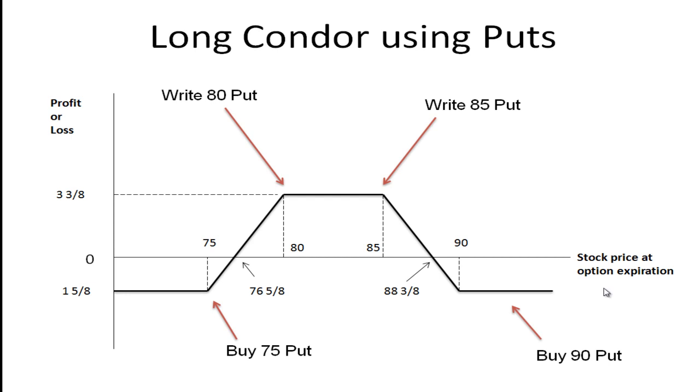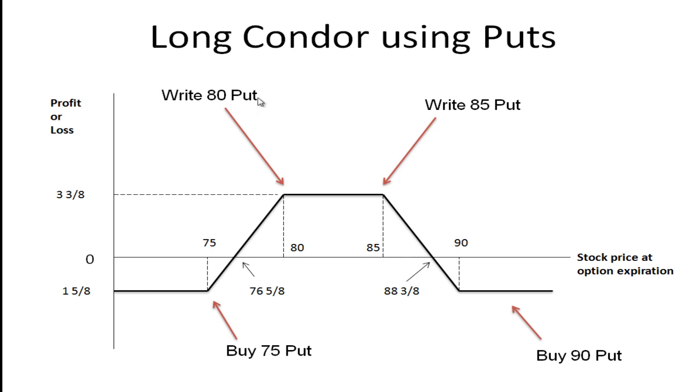Now it's easier to think about this if we start over here. If you buy the 90 put, then you get this put payoff. At 85, you've written a put, so that one kicks in when the price goes below 85. So for every dollar you make here, you lose $1 here, so you get the put bear spread picture here.